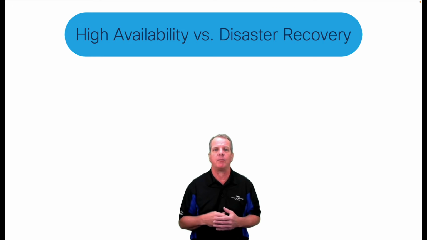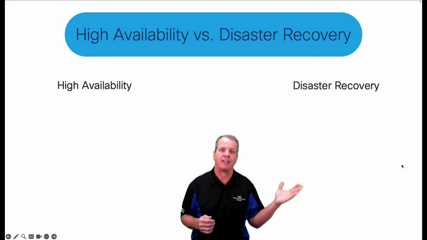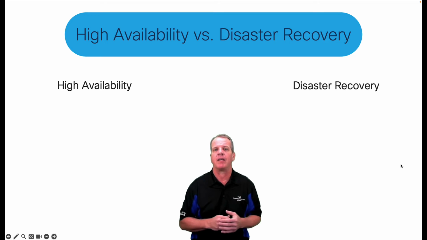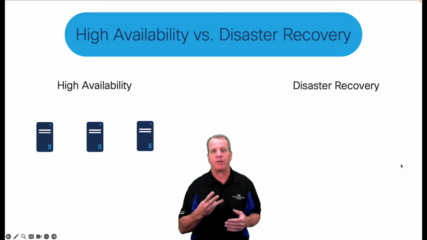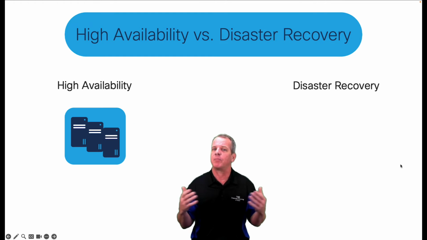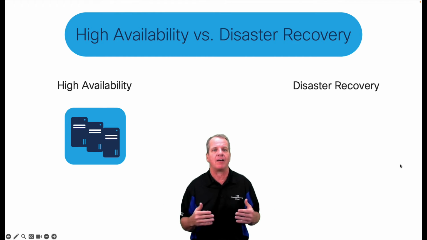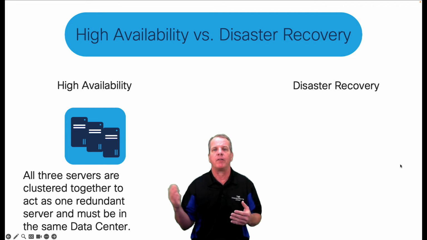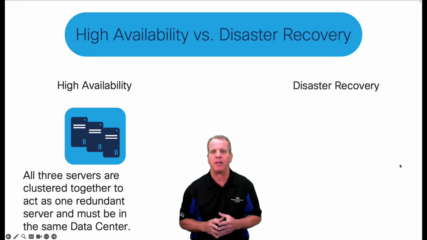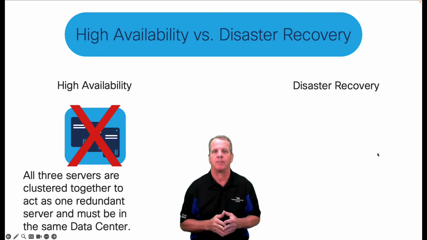Sometimes there's some confusion between high availability and disaster recovery, so I just want to take a moment to clarify the differences between them. High availability is where you take 3 physical servers and cluster them together to act as one server. This provides redundancy and minimizes downtime in the event of a hardware or software failure. High availability requires all 3 servers to be in the same physical location. While high availability provides redundancy, it still represents a single point of failure if the entire data center goes down.